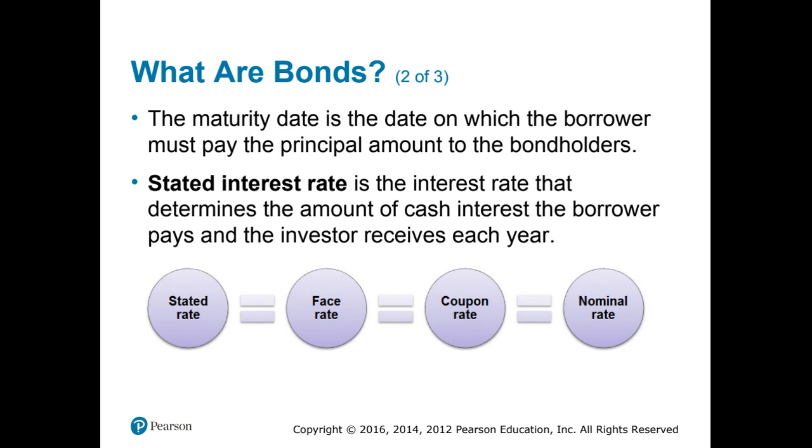We'll come back to that. So the maturity date is the date on which the borrower must pay the principal amount to the bondholders. It's the date that it matures that the principal amount is due. The stated interest rate is the interest rate that determines the amount of cash interest that the borrower pays and the investor receives each year. So the stated rate equals the face rate equals the coupon rate equals the nominal rate.